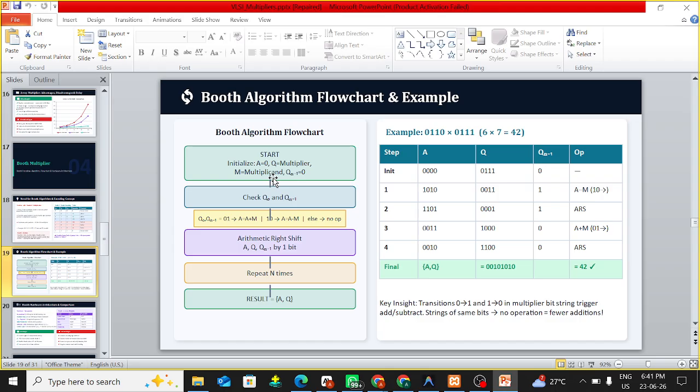So we are somewhat increasing the speed inside the Booth multiplier. Now I'm going to explain how this Booth multiplier is going to work. Like I explained in the previous classes, this multiplier has a flow chart, right?